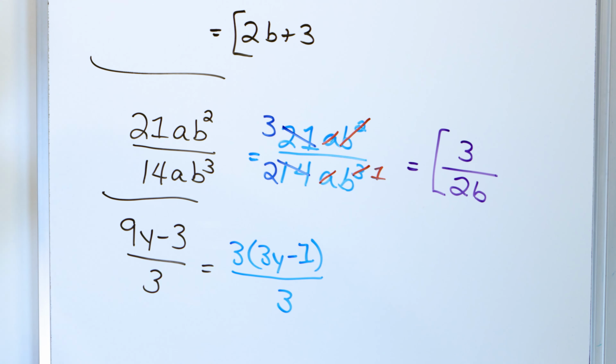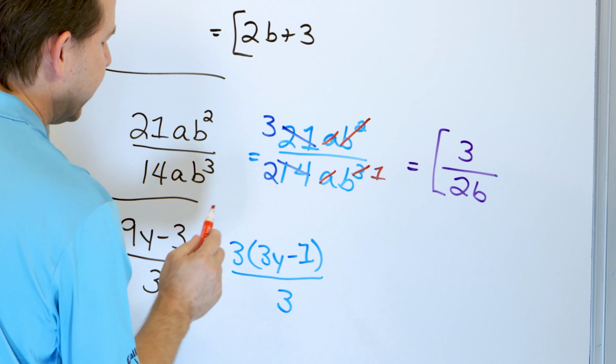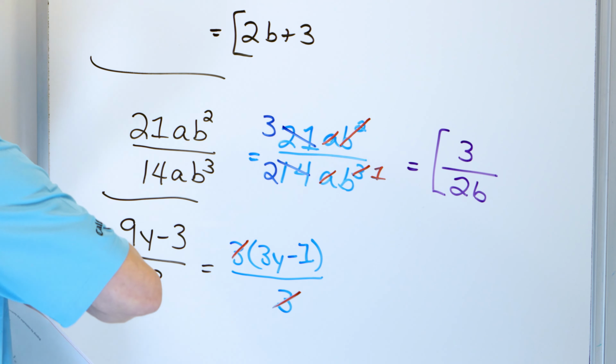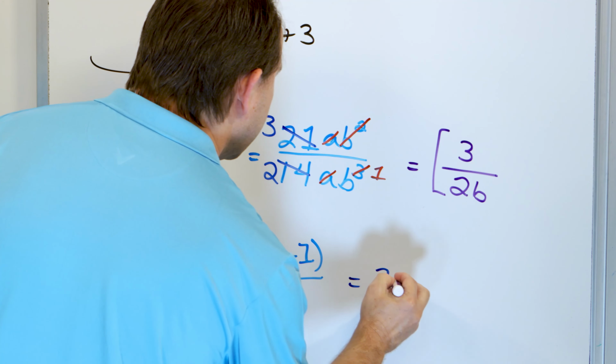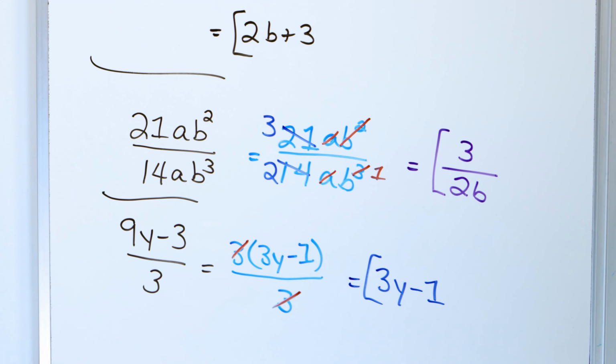And once I put it into this form, I can see that I have a 3 multiplied by something and then a 3 on the bottom. I can just divide those 3's away or cancel them, however you want to think about it. And all I'm going to have left is 3y minus 1. 3y minus 1, that's the final answer.